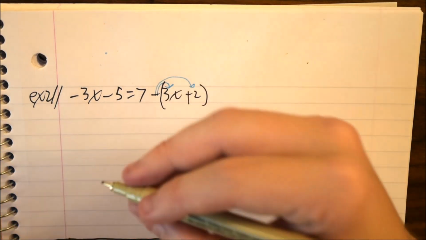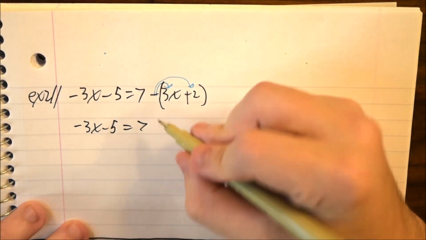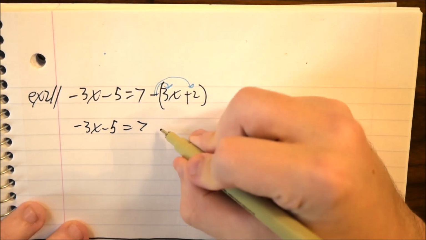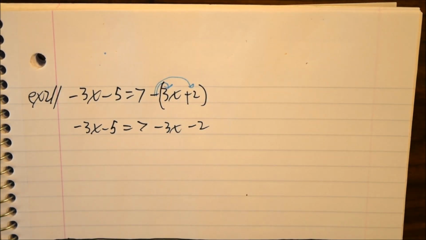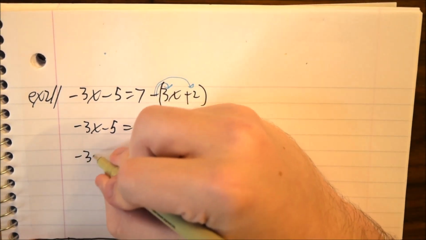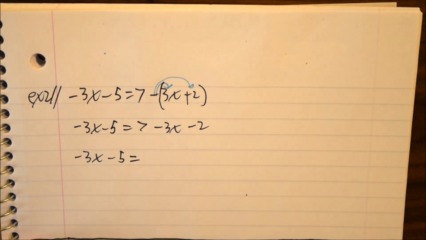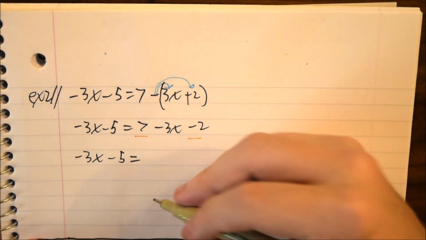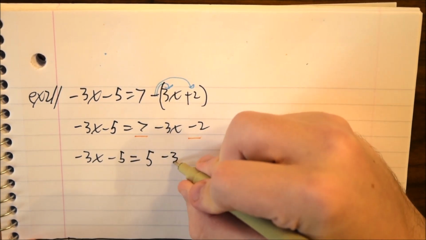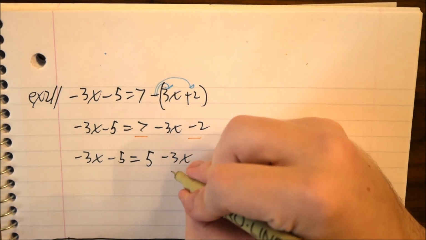Okay, so the left-hand side stays the same. Now I have a minus 3x and a minus 2. All right, now I'm going to gather like terms. The left-hand side is already done. The right-hand side, I have a 7 and a minus 2. Those are my two numbers that I'm going to add to give me 5, and then I have minus 3x. Now I'm going to add 3x to both sides.